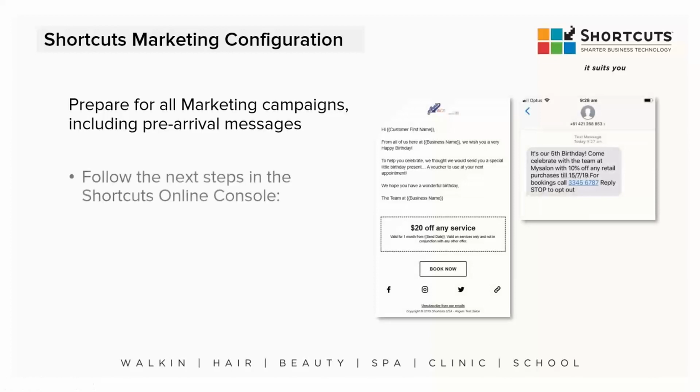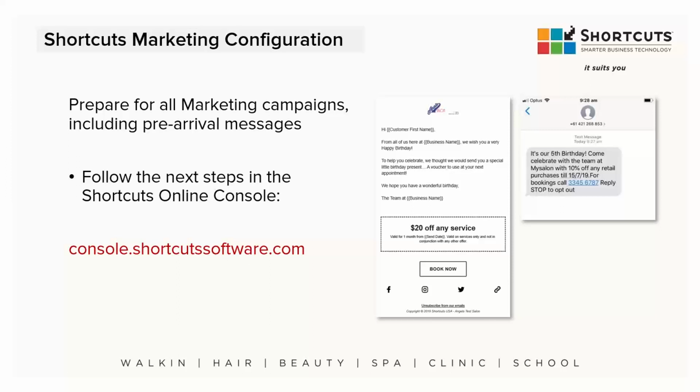So now we're going to look at how to actually prepare all of your marketing campaigns, including your pre-arrival messages. So most of you are familiar with the Shortcuts console. This is the page that you go to when you want to set up online booking or when you want to set up permissions for your staff. This is also the place you go to when you want to look at customer surveys.